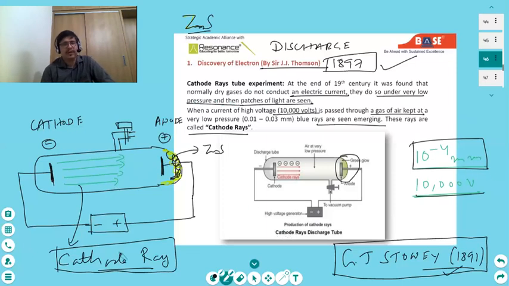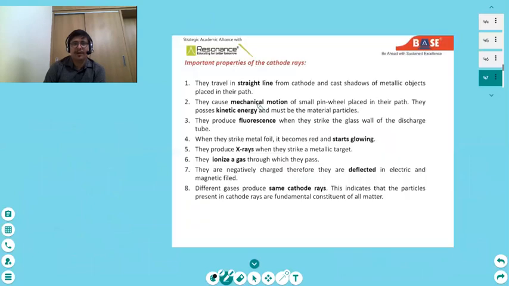Now we need to study the cathode ray characteristics or properties. This is the most important part, not the experimental part. There are many important properties of cathode rays; I have selected 8 important ones. First, they travel in a straight line.